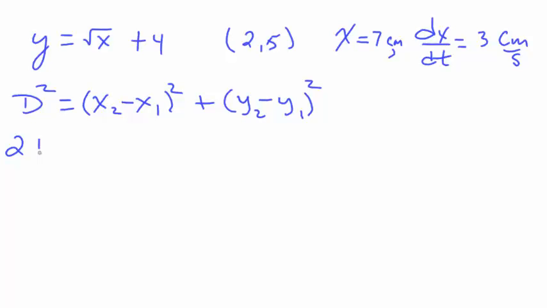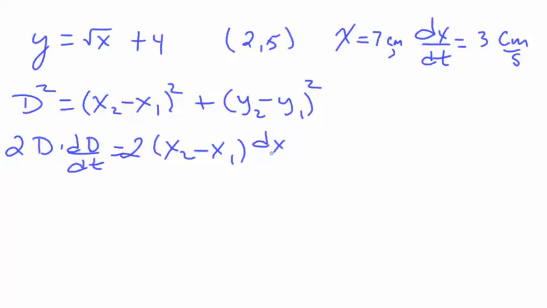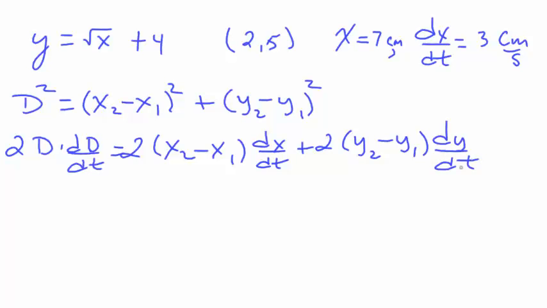So the first thing we want to do is take the derivative of this. So this is 2d times dd over dt, 2 times x2 minus x1, and this is dx over dt, plus 2 times y2 minus y1, and this is dy over dt.